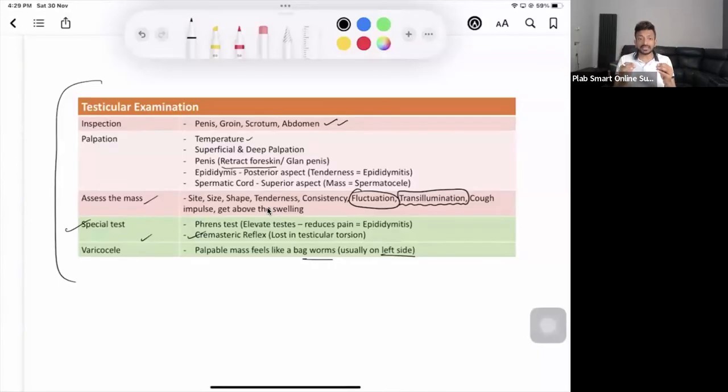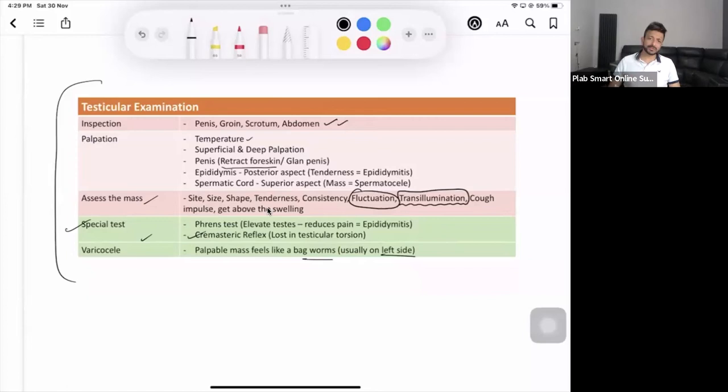Then you have got two special tests, very easy, Prehn's and cremasteric reflex. Lift the testicle, see if the pain is getting relieved or not. If yes, it's not torsion. It may be epididymitis. You stroke the medial aspect of the thigh of the patient. What do you check? The testicles rising, that's normal cremasteric reflex. It is lost in testicular torsion.